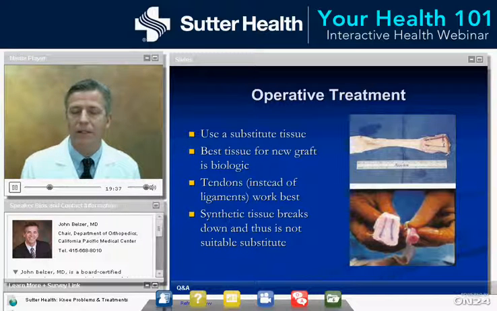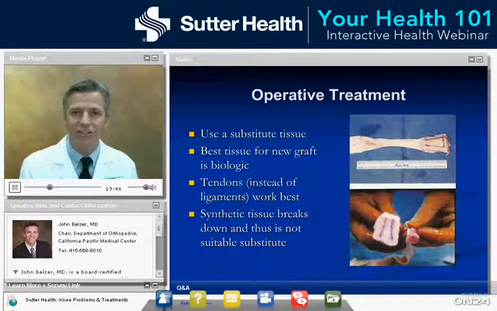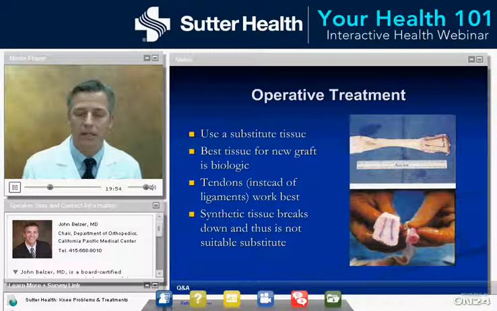Some scientists back in the 80s and 90s tried using synthetic grafts, such as Gore-Tex or Dacron. But just like any other material, your jeans or the shoes on your feet, these structures will wear out over time. And the debris that occurs from that wearing out tends to cause more destruction to the knee than any benefit that one would have from the ACL reconstruction.